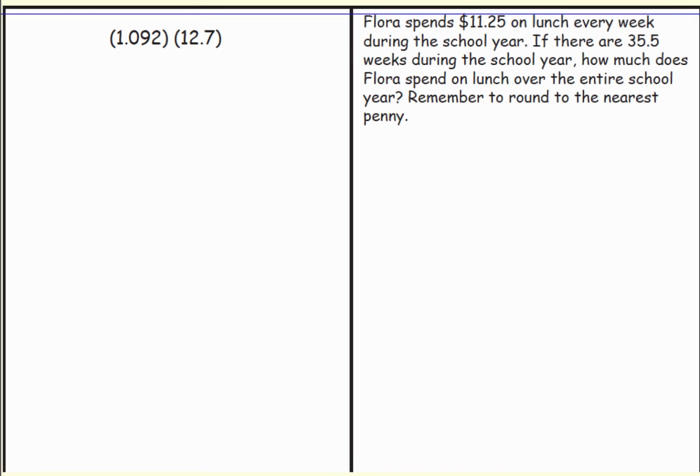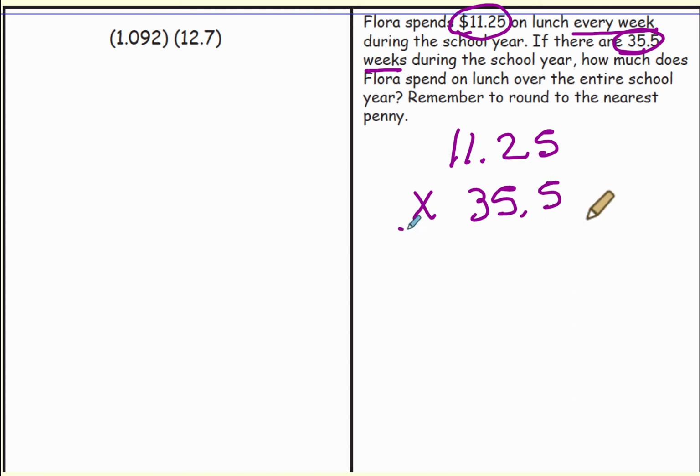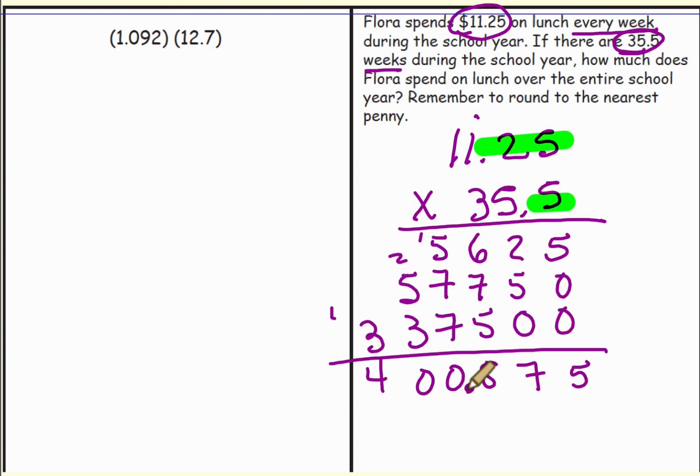So on this one, since we're making 11.25 every week, and there's 35 and 5/10 weeks, we need to multiply. So I'm going to set it up 11.25 first, and then 35 and a half second. So for the multiplication, I will have the multiplication done out at the end, but let's see what your answer was.